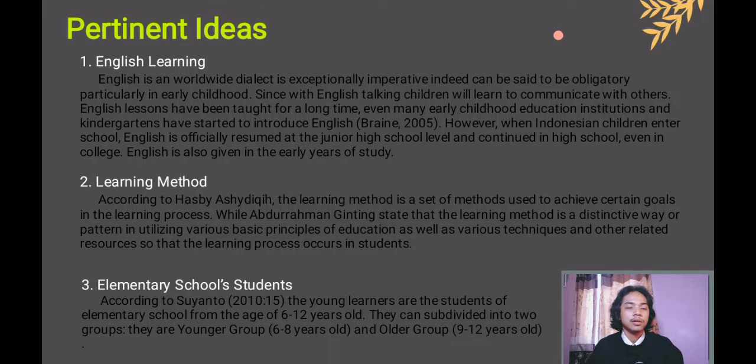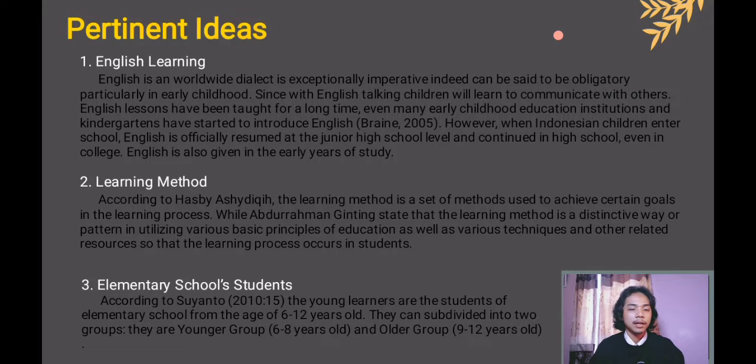However, when Indonesian children enter school, English is officially resumed at the junior high school level and continued in high school, even in college. English is also given in the early years of study.